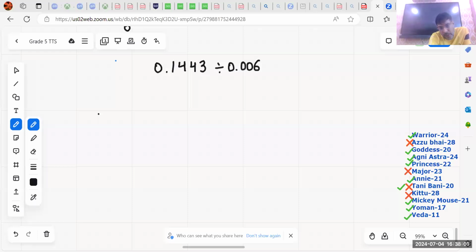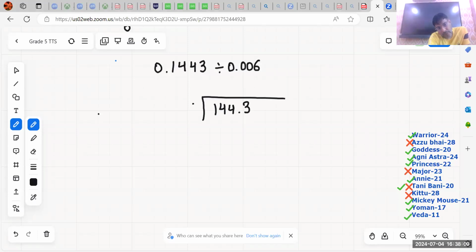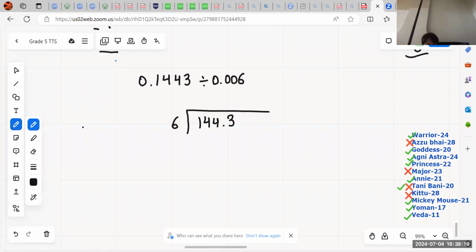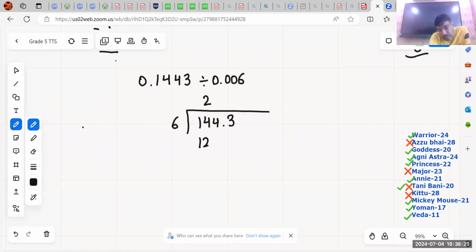You made a mistake in the subtraction. So first of all, it will change into 144.3 and this will change into 6 because I will multiply by 1000. So everyone understood this? Azubai, you understood this? Yes, sir. So then 6 twos are 12. The remainder will be 2, Kitu, not 4. You made the mistake right here. This is a subtraction mistake. So 6 fours are 24.